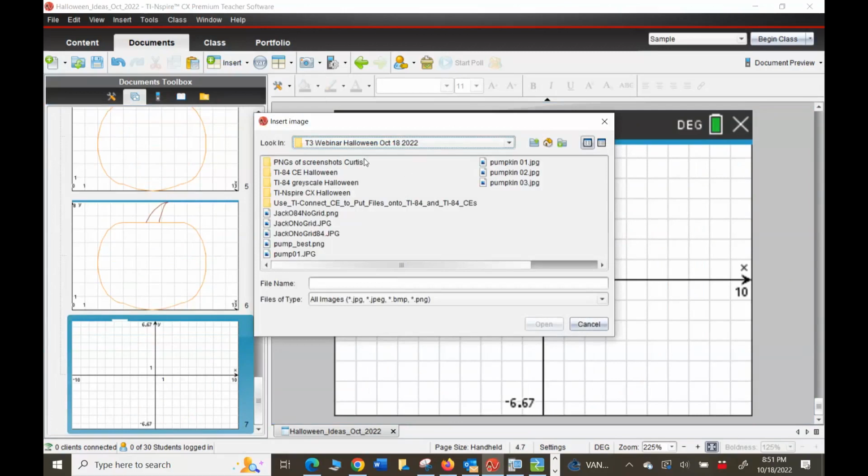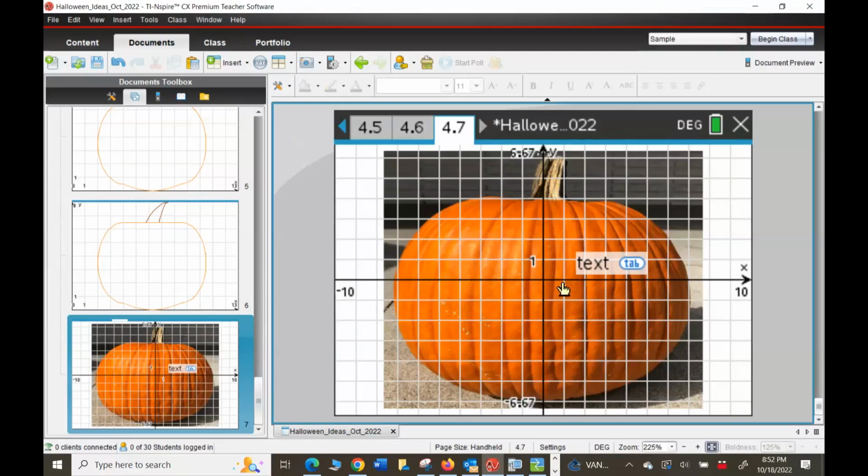And so I have this folder called T-Cubed Webinar for today. And I had several pumpkin pictures, but now I have this pumpkin best. So I'm going to say, I want this pumpkin best picture, and I want to open that. And there it is. It's that easy to get an image inside an Inspire document.